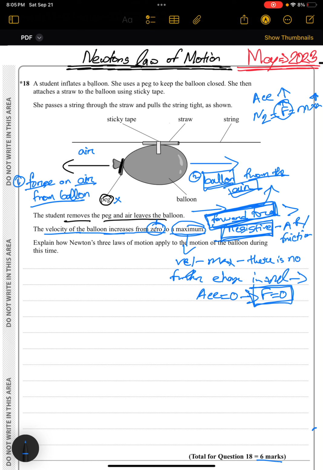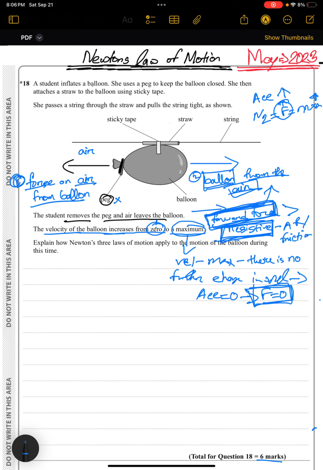So for the resistive force to become equal to the forward force, the resistive force must increase and become equal to the forward force. At that time, the acceleration will be 0. So let's make a recap and help you understand how I understood this.